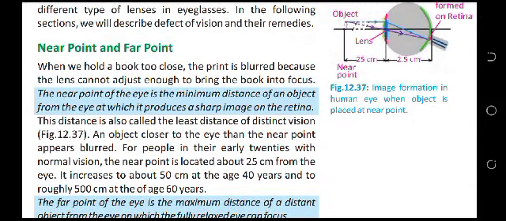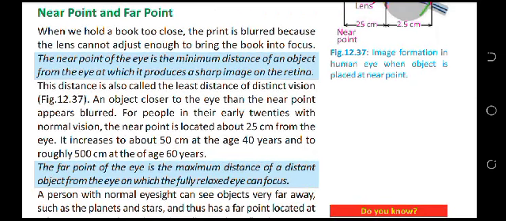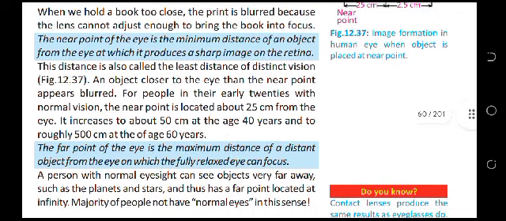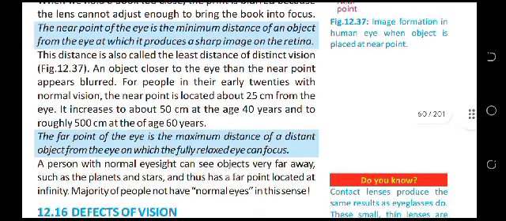When we hold a book too close, the print is blurred because the lens cannot adjust enough to bring the book into focus. The near point of the eye is the minimum distance of an object from the eye at which it produces a sharp image on the retina. This distance is also called the least distance of distinct vision. Fig 12.37. An object closer to the eye than the near point appears blurred. For people in their early 20s with normal vision, the near point is located about 25 centimeters from the eye.